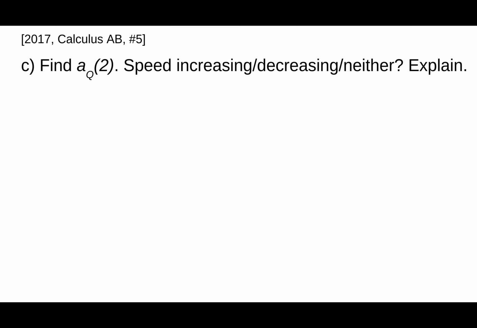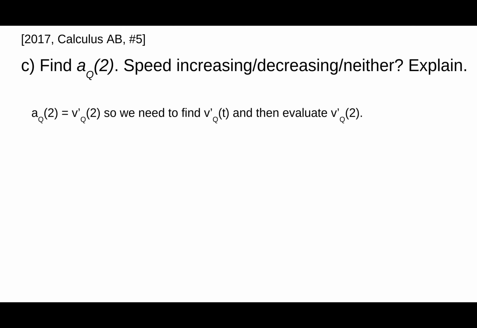In part C of the question, we are asked to find the acceleration of particle q at time t equals 2 and determine if the speed is increasing, decreasing, or neither at t equals 2, and to provide an explanation. Well, the acceleration of particle q at time t equals 2 would just be v prime q of 2. So we need to find v prime q of t and then evaluate it at 2.